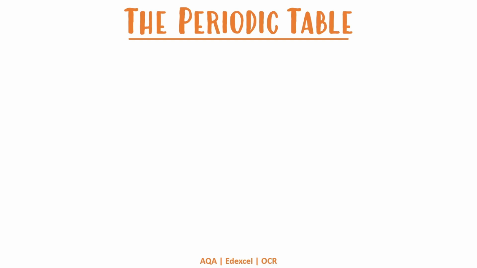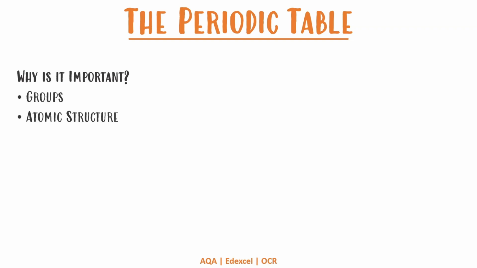In this lesson, we're looking at the periodic table. And it's an important topic because it links into your groups, and it's specifically group 1, 7, and 0. It has links with your atomic structure, bonding, the reactivity of those groups, and lastly, the history and the development of the periodic table.